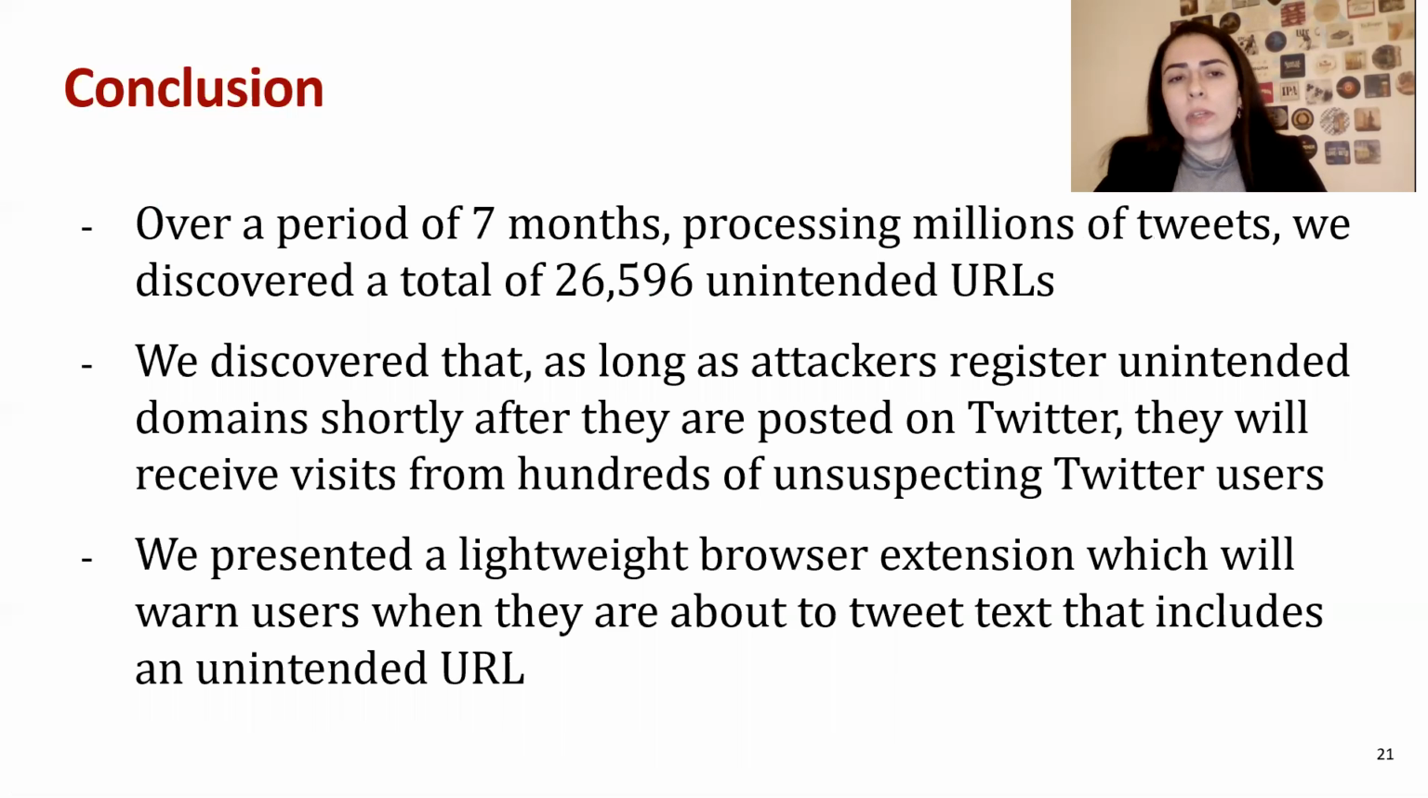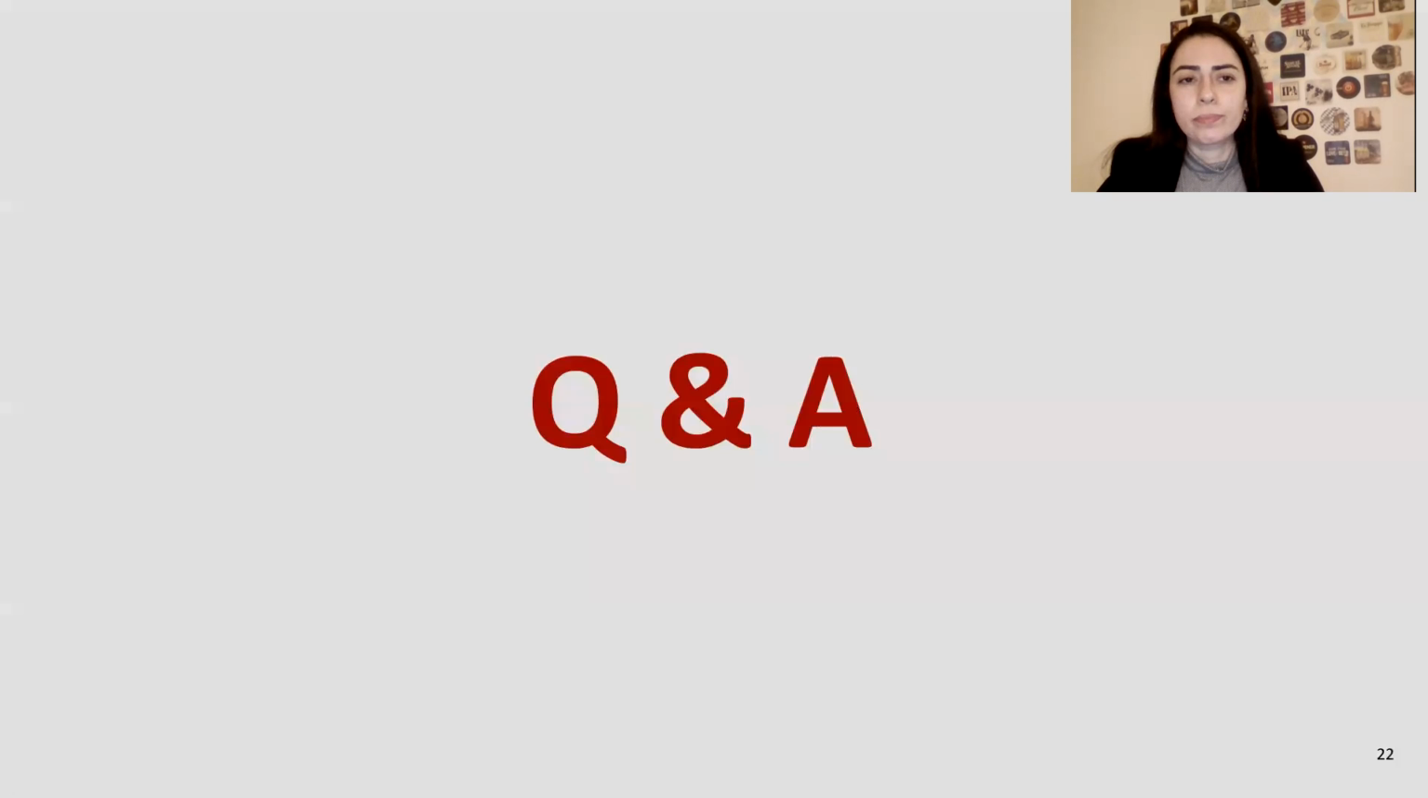So in this work, over a period of 7 months, we processed millions of tweets. We discovered around 26,000 unintended URLs. And we discovered that as long as attackers register unintended domains shortly after they are posted on Twitter, they will receive visits from hundreds of unsuspecting Twitter users. And we also explained the threat the unintended URLs pose. And finally, we presented a lightweight browser extension which will warn users when they're about to tweet text that includes an unintended URL. Thank you.